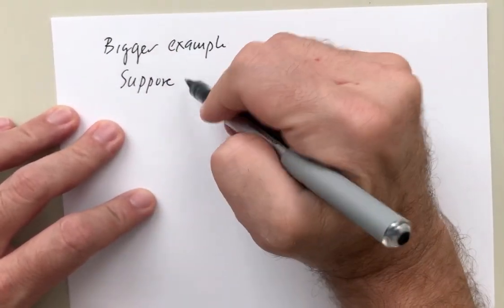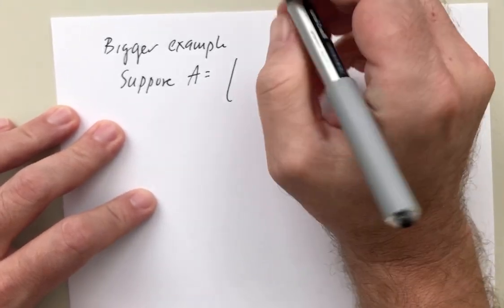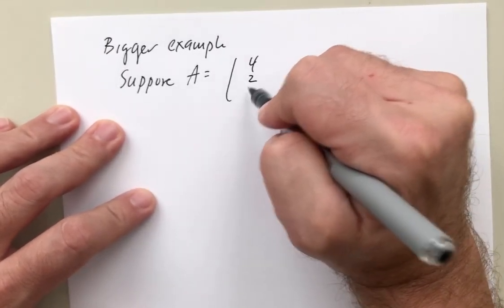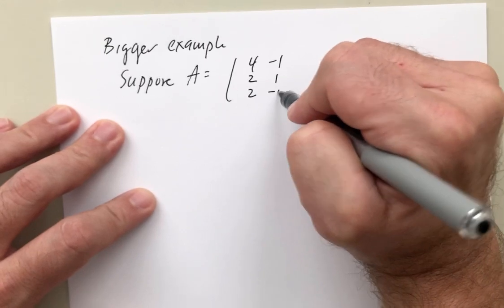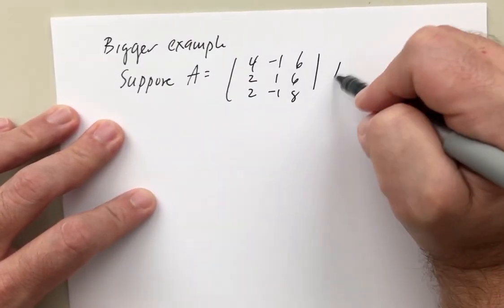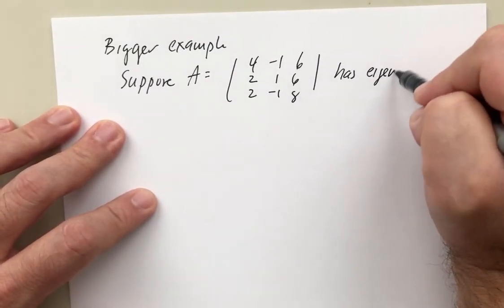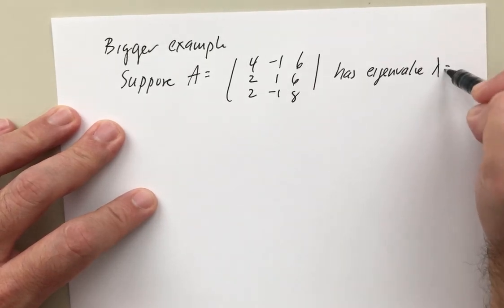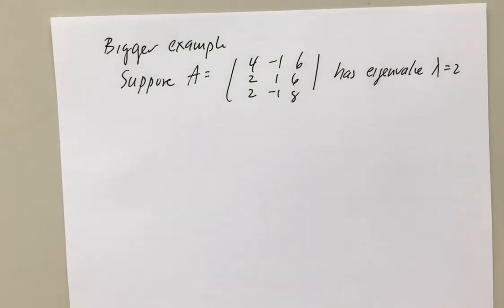Notation and some terminology, I guess. So suppose A is this 3x3 matrix, and suppose I tell you that it has an eigenvalue lambda equals 2.